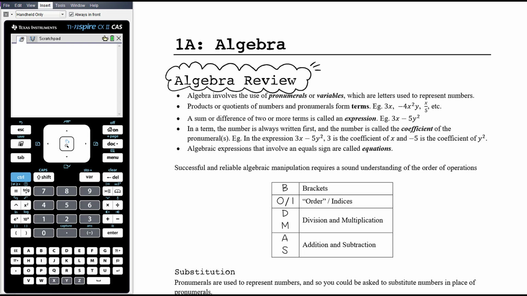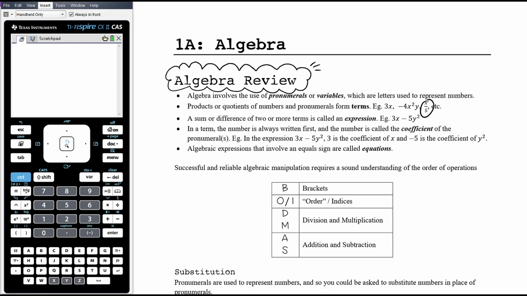So when we are multiplying or dividing numbers and pronumerals, what happens when we do that is we form something called a term. So 3x is 3 times x, that's an algebraic term. Negative 4x squared y, that's negative 4 times x squared times y, that's an algebraic term. It's a product of letters and numbers. Okay, x divided by 5, that's a quotient of letters and numbers, that's an algebraic term.